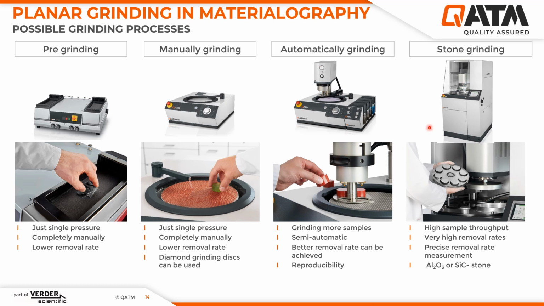On the right-hand side, you can see the process that I would like to explain to you below, the stone grinding. In this process, the sample throughput increases, the material removal can be determined very precisely, and high forces also ensure very high removal rates. Corundum, aluminum oxide, or silicon carbide grinding stones are generally used here, which have an incomparably long service life compared to sandpapers.